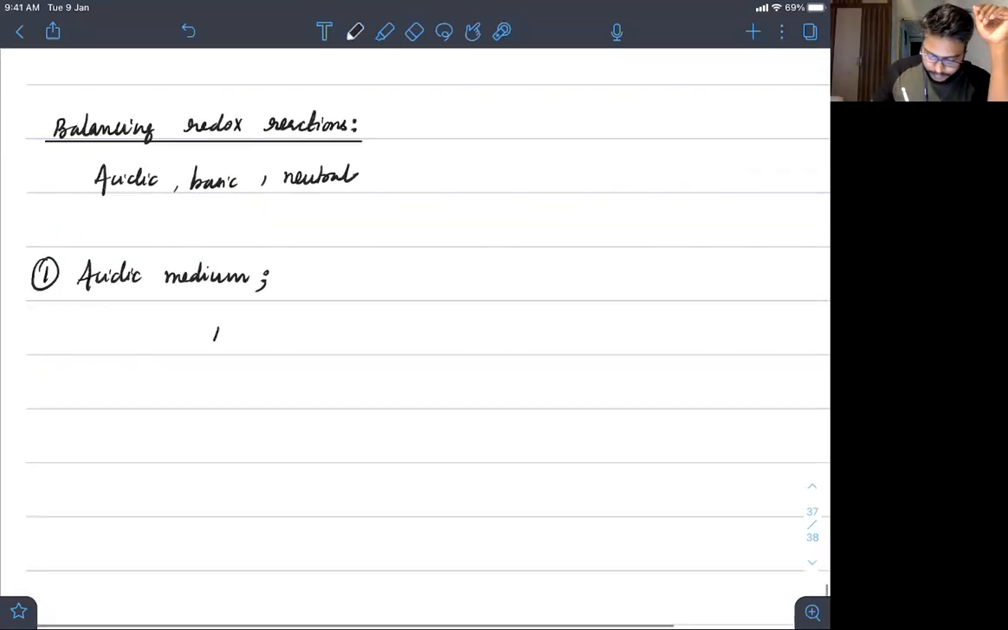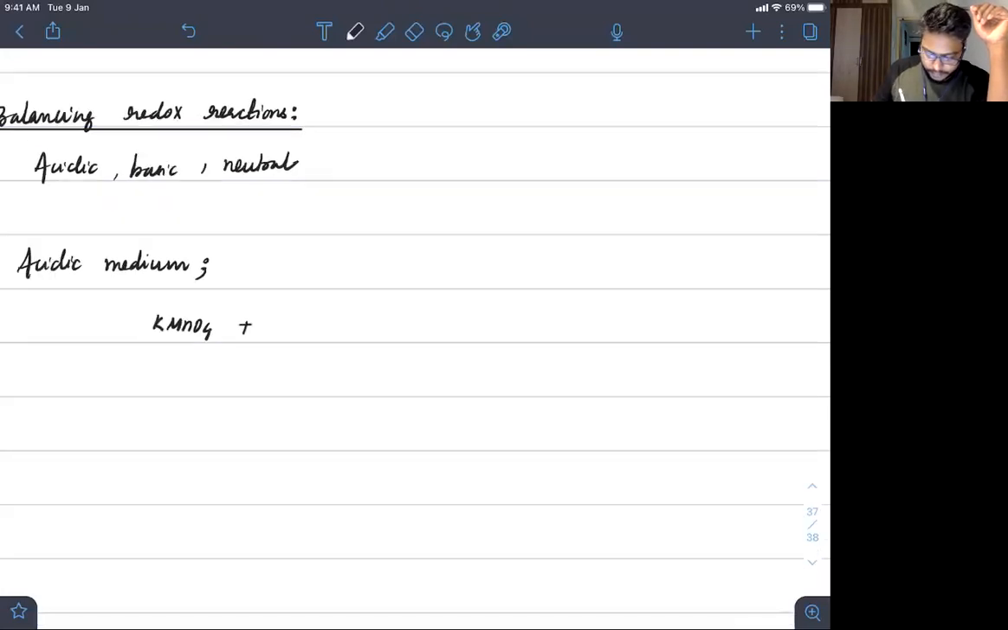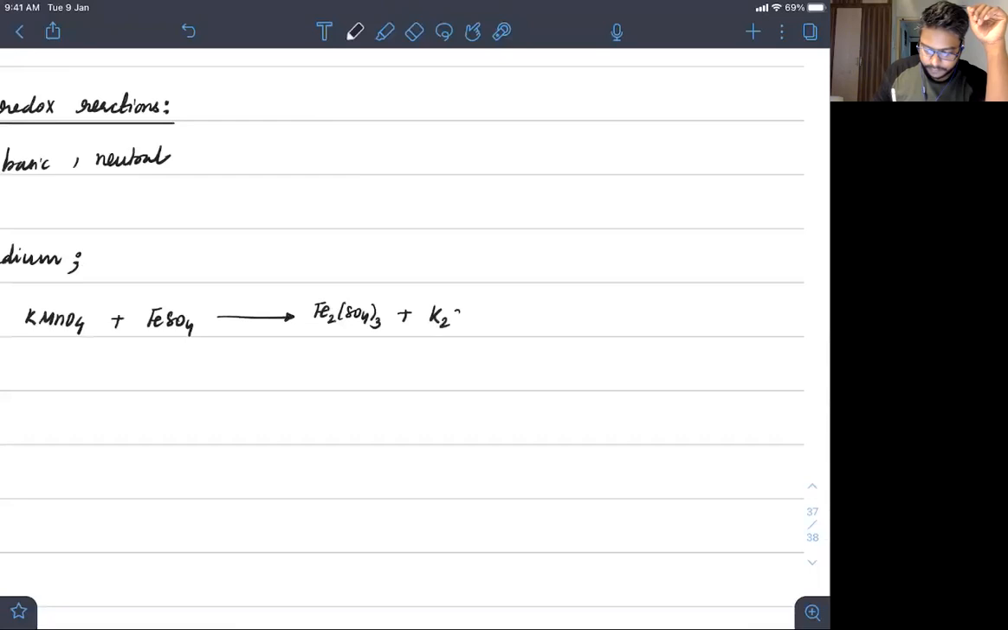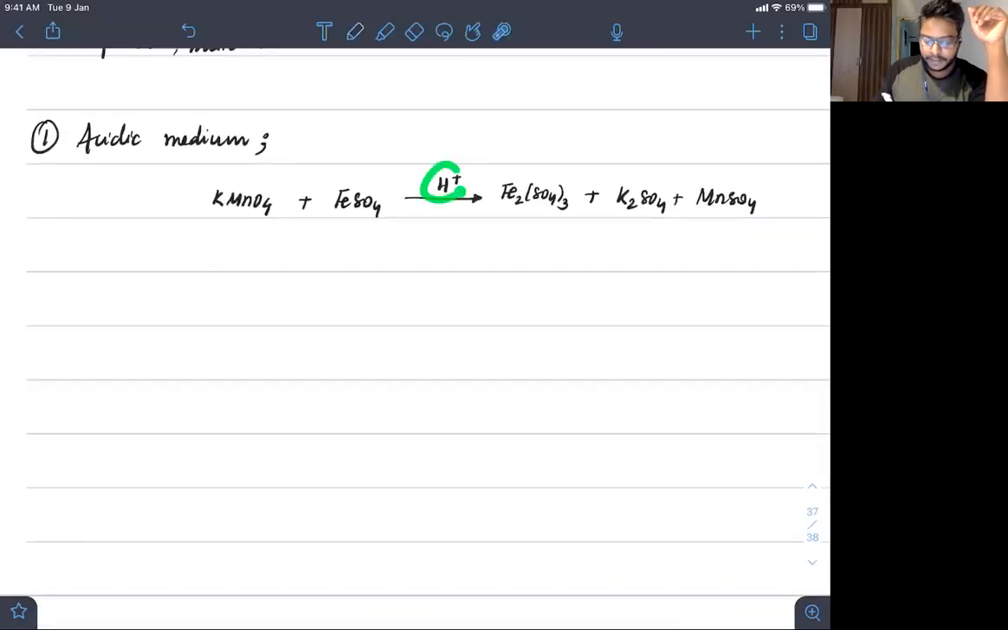For instance, if we take KMnO4, and we are given FeSO4, which is becoming Fe2(SO4)3 plus K2SO4 plus MnSO4, and it has been just mentioned H plus. So you need to figure out that this is in acidic medium and a redox reaction. There are many methods of balancing it, beta. The best method for balancing is the ion electron method.